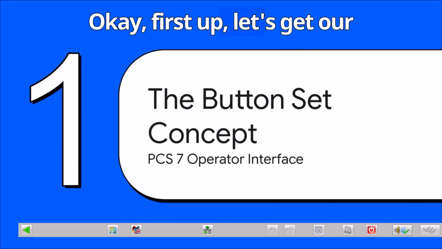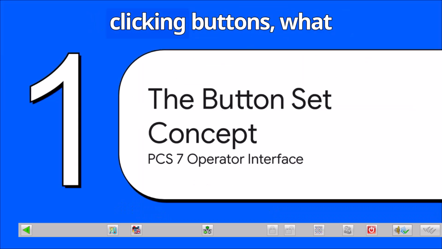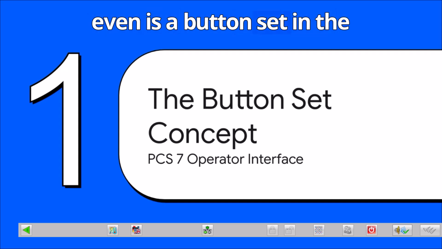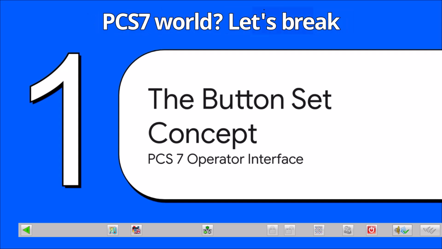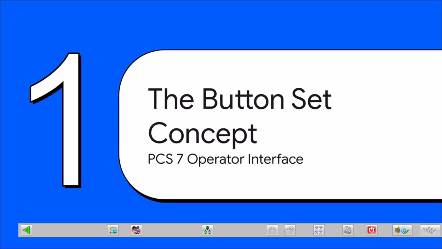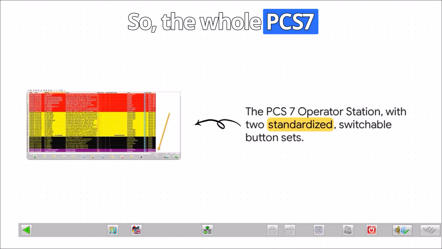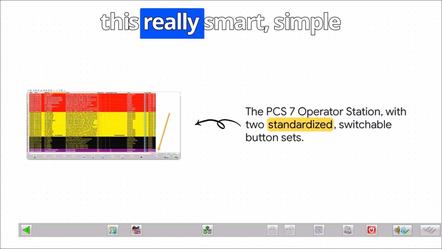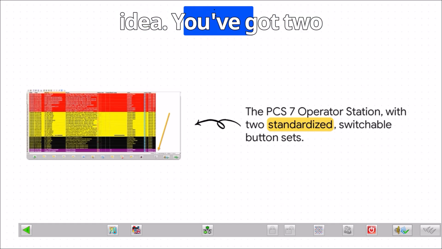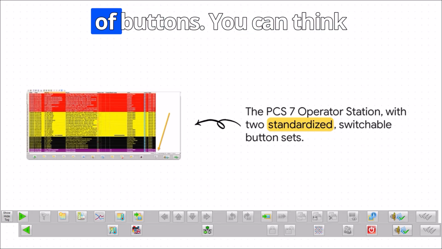Okay, first up, let's get our bearings. Before we start clicking buttons, what even is a button set in the PCS 7 world? Let's break down the role it plays for an operator. So the whole PCS 7 interface is built around this really smart, simple idea. You've got two different standardized sets of buttons.